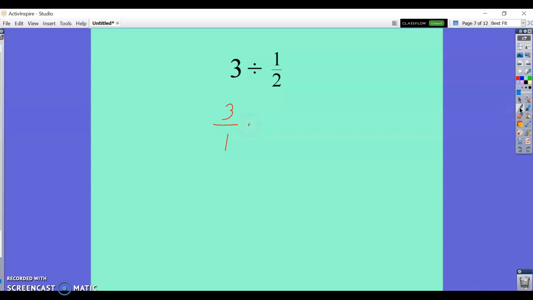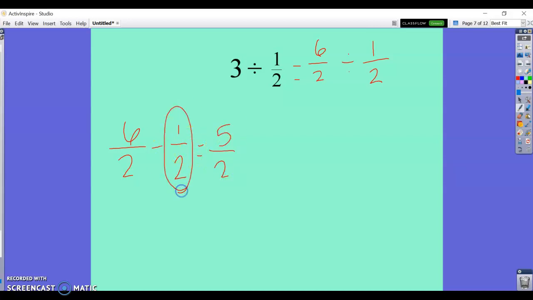I'm going to erase this fraction here just so I have some room. And I'm going to multiply my numerator and denominator by 2. 3 times 2 gives me 6, and 1 times 2 gives me 2. So I'm going to rewrite my equation as 6/2 divided by 1/2. So I'm going to erase my work just so I have some room. And I'm going to start with my 6/2, and I'm going to subtract 1/2, which gives me 5/2.